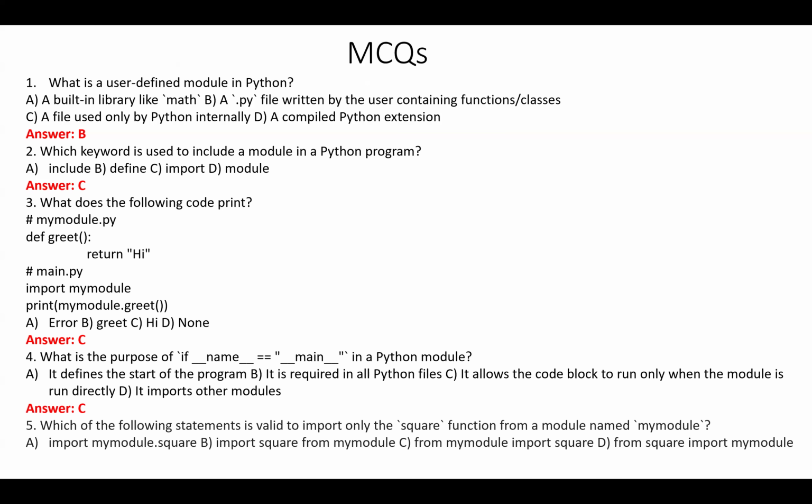Fifth one: which of the following statements is valid to import only the square function from the module named my module? Here are the options: import my module dot square, import square from my module, from my module import square, and from square import my module. Which is the right answer? Yes, it is C. Any doubts?